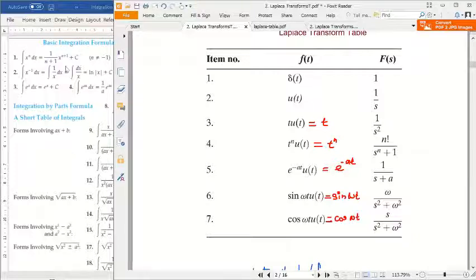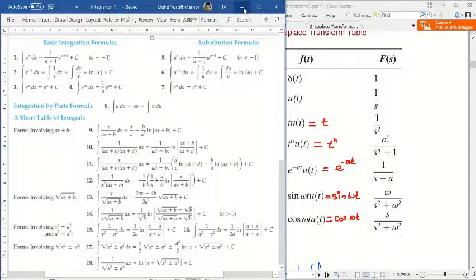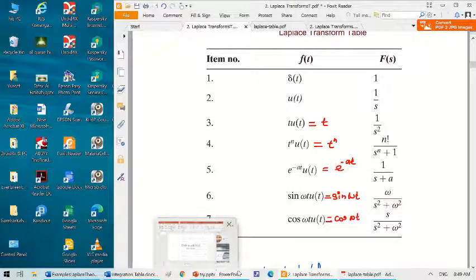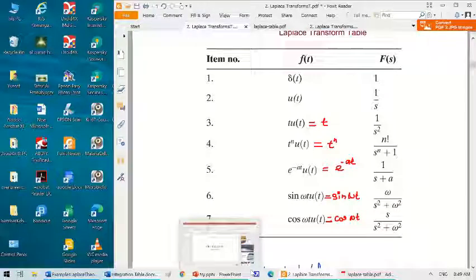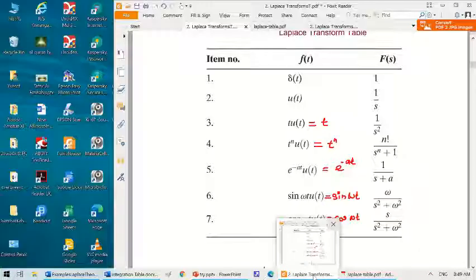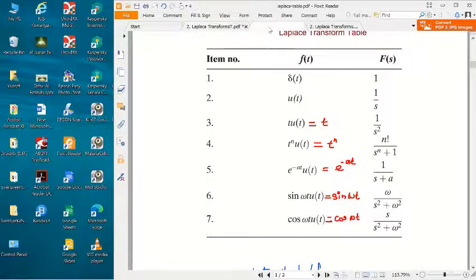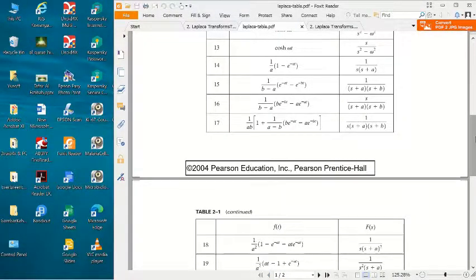Okay, that's some portion of the Laplace table. So we're going to have a complete Laplace table, oh, it's here. Okay, a complete Laplace table like this.